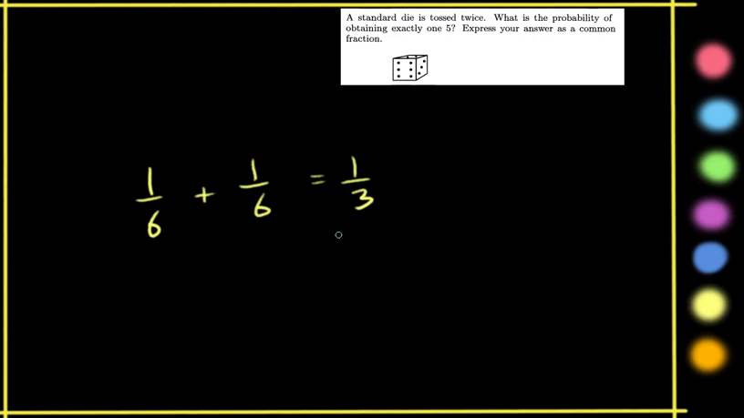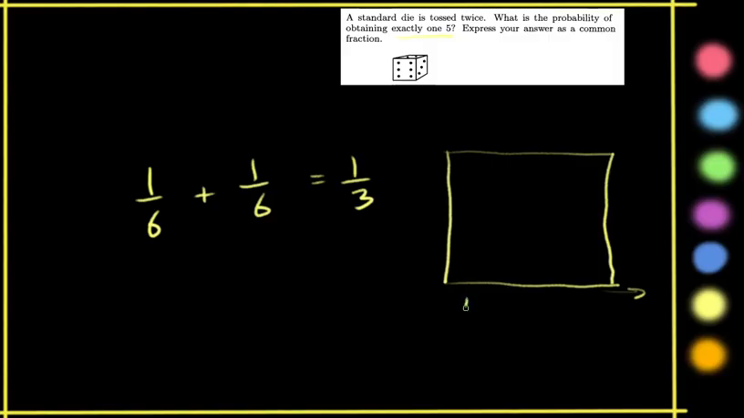And the other problem with that is that it says the probability of obtaining exactly one 5. So you really have to think about this grid of possibilities. The first roll you can think about on the x-axis can be 1, 2, 3, 4, 5, or 6, and the second roll you can think about on the y-axis as being 1, 2, 3, 4, 5, or 6.